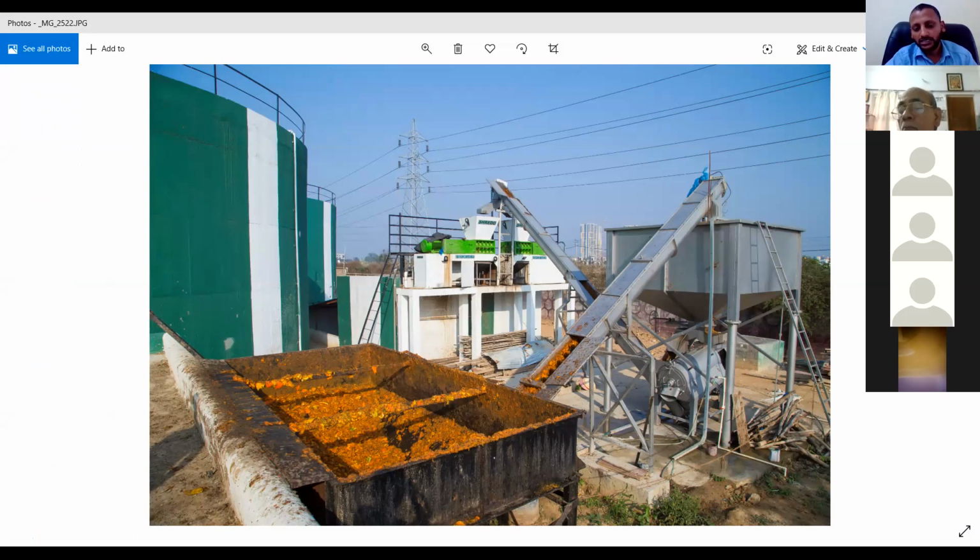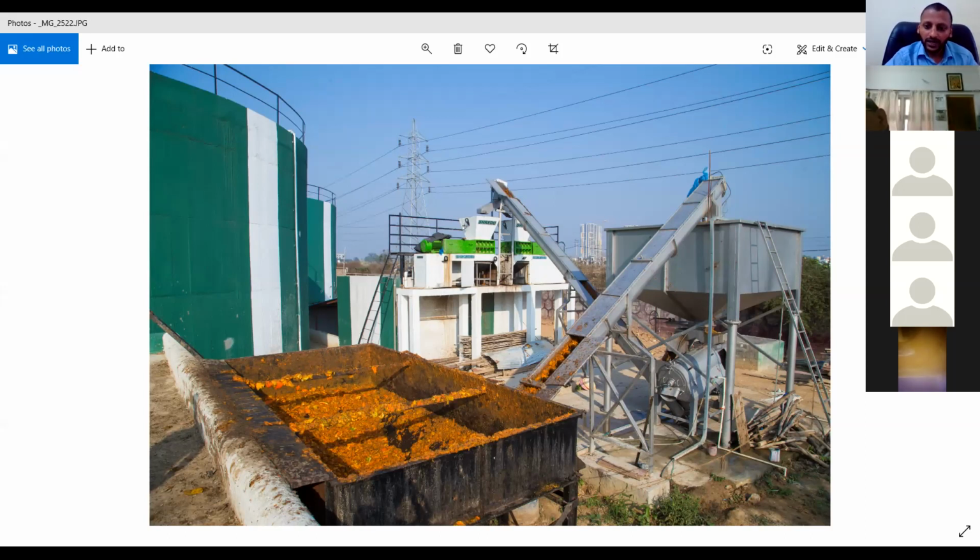Each one consumes 180 liters of furnace oil per hour. We are replacing the furnace oil with biogas powered boilers for steam generation, where 400 cubic meters of biogas per hour is required instead of 180 liters of furnace oil.